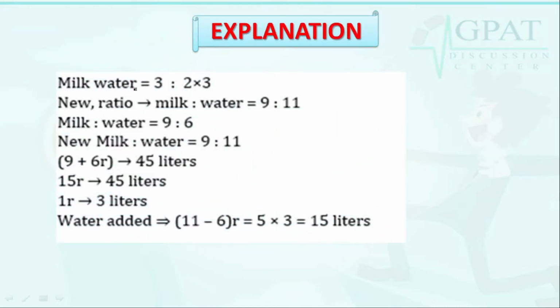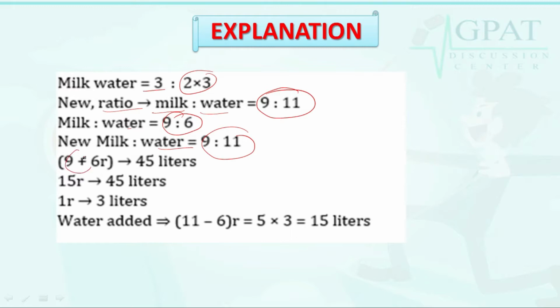So let's discuss with the help of the explanation. Here, students, milk to water is 3:2, and the new ratio of milk to water is 9:11. So milk and water is 9:6. New milk to water is 9:11, means 9 plus 6 is 15, having 45 liters, and 15 for 45 liters. So 1 is for 3 liters. So 11 minus 6 is equal to 5, which is equal to 3 into 5, 15 liters. So 15 liters of water is added to make the 9:11 ratio.